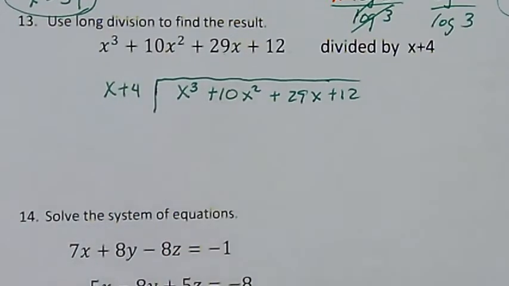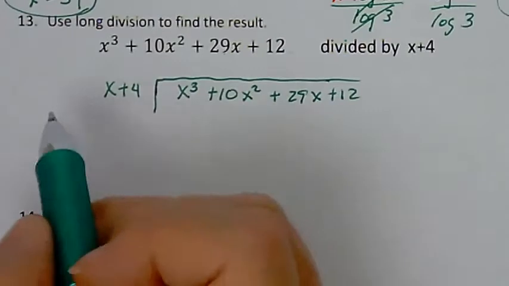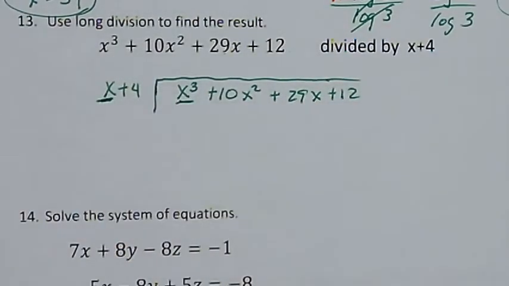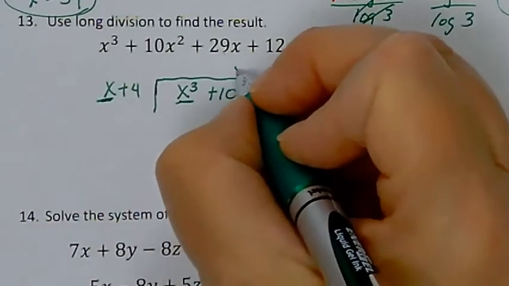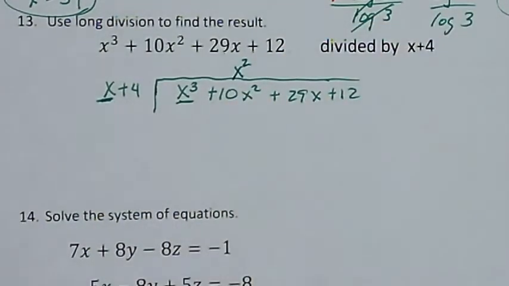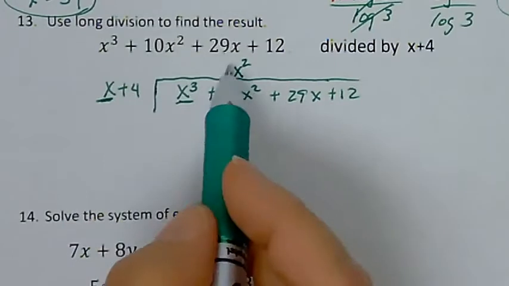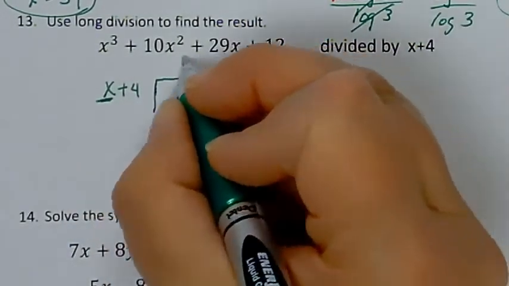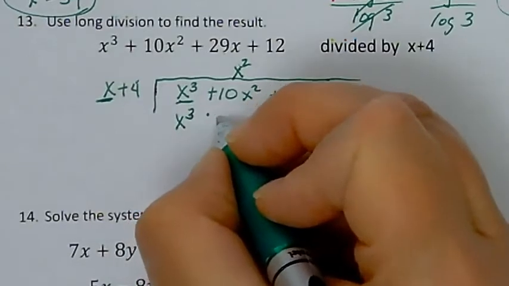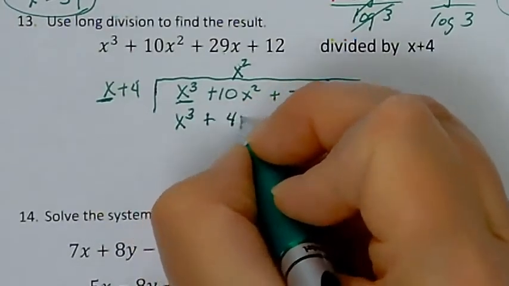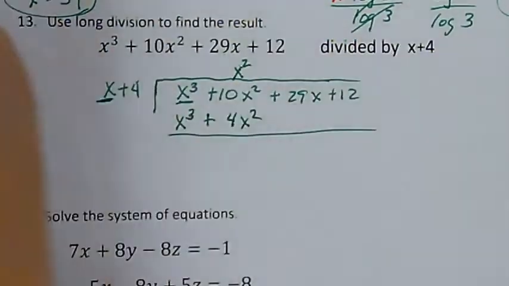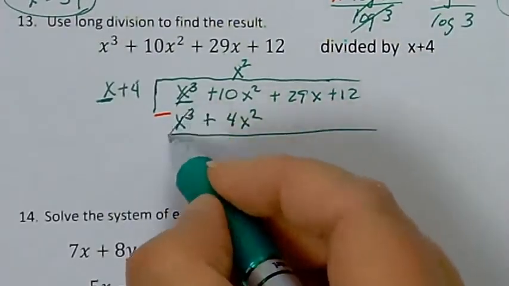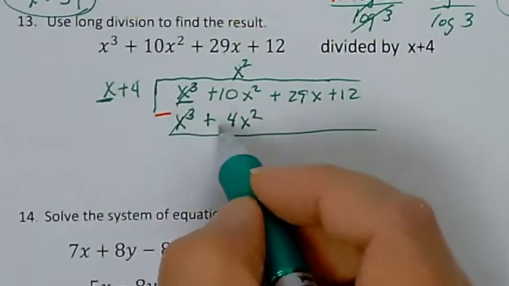All right, I want to look and see what would I multiply times x to get x cubed. And that would be x squared. So I'm going to put an x squared above the 10x squared. And now I'm going to distribute. X squared times x is x cubed. And x squared times 4 is 4x squared. But with long division now, we're going to subtract. So these cancel. And 10x squared minus 4x squared is 6x squared.